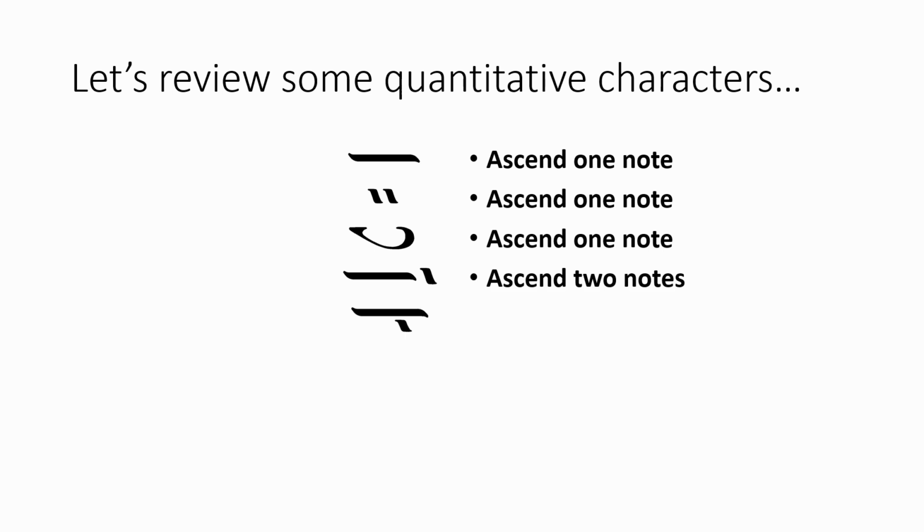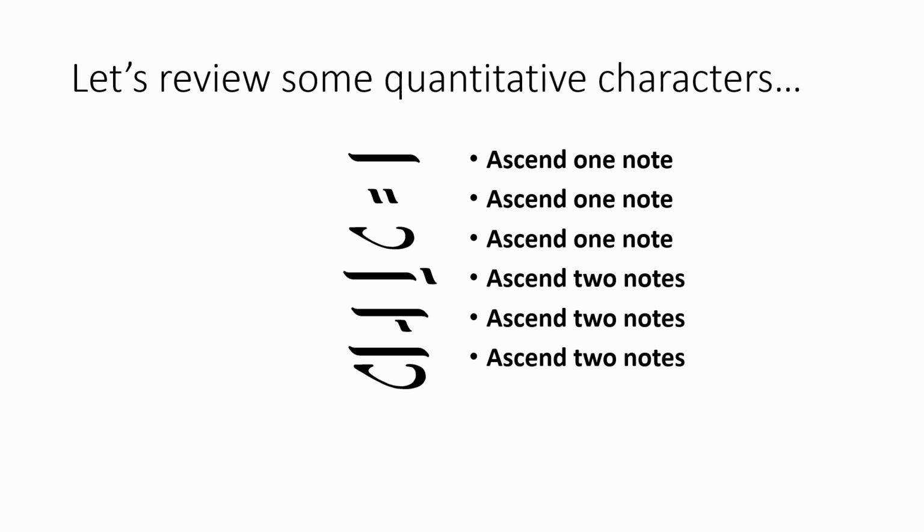How about the oligon with the kendima underneath it? Again, an ascent of 2 notes. How about an oligon combined with a petasti, where the petasti is underneath? Again, an ascent of 2 notes.